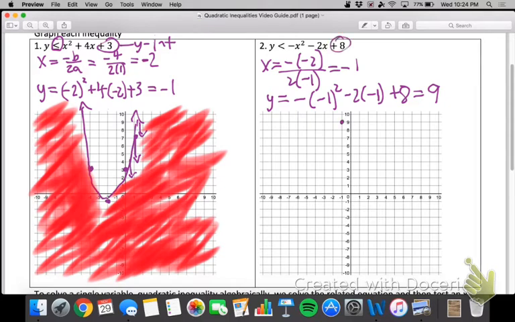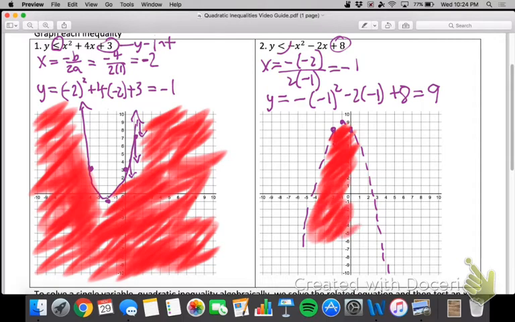And again, there's my y-intercept, and I can just use symmetry to get that point. And then I'm done. Now, since this one's a less than or equal to, we use a solid line for this graph. And it's less than, so instead of shading above, I'm going to pick a point and go straight down. Again, I'm shading the area below the parabola. Since this one's opening downwards, the area below the parabola is also the area outside the parabola.